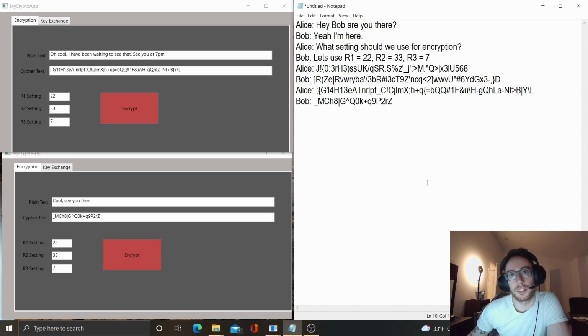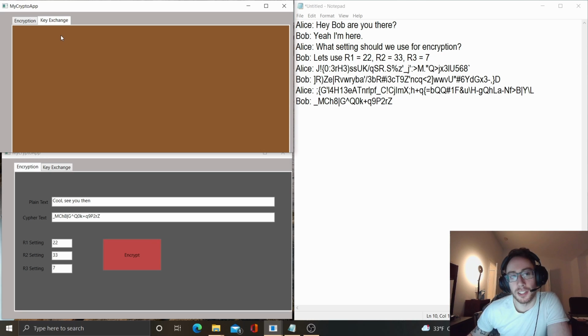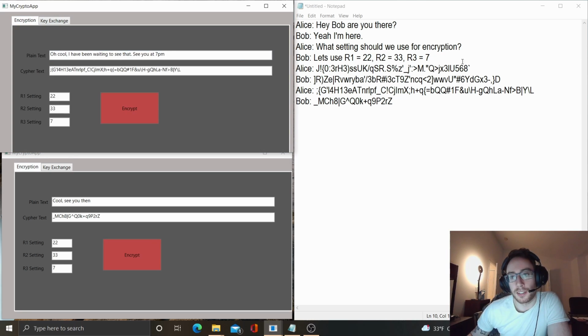So now that we know the security flaws with this setup, we can start talking about the key exchange. The key exchange is a feature of this application that allows Alice and Bob to secretly send these three application settings to each other in a way that the person eavesdropping on their conversation can't access. The key that they're going to be exchanging is basically some secret number that has these three settings encoded in it.